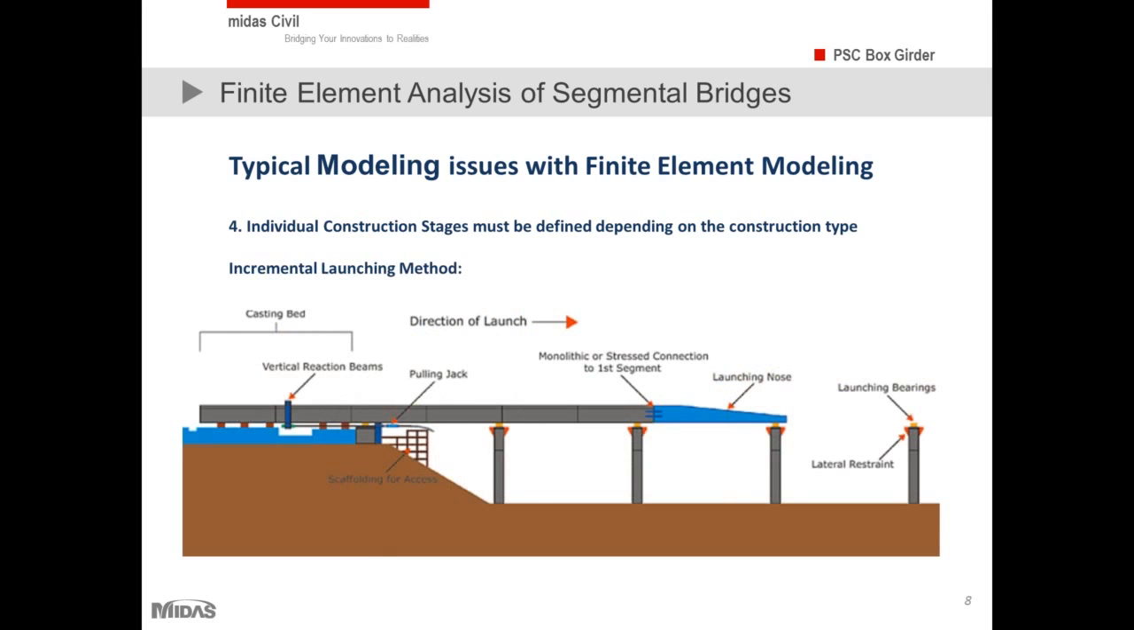This is how the incremental launching method is completed. You can see that on the very left there is a casting bed where all the elements are cast, and then once the element is cast and it has hardened, it is pushed along the bridge. So this is how this particular type of bridge is constructed. We cast the element at the casting bed and we keep on pushing it along the length of the bridge, and at the front we have a launching nose which controls the deformation, and the piers are constructed already, and we have the launching bearings and lateral restraint at each pier, and once the bridge erection is complete, we replace the temporary bearings with the permanent bearings. So this is how the incremental launching method works.